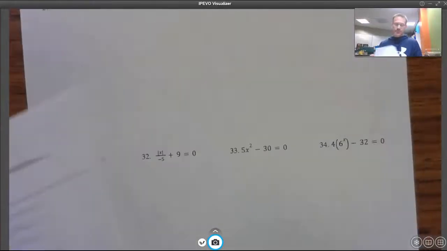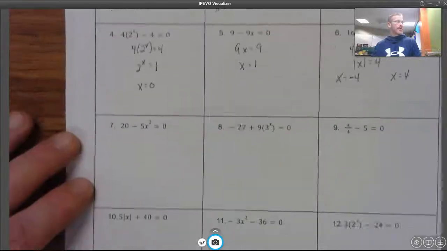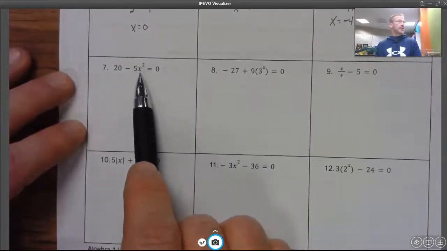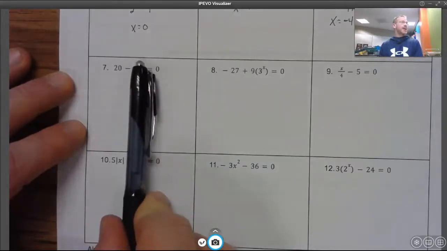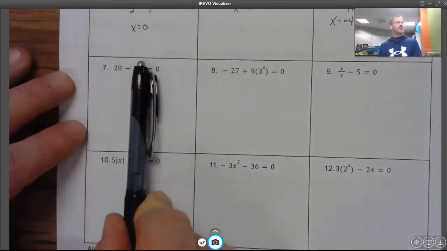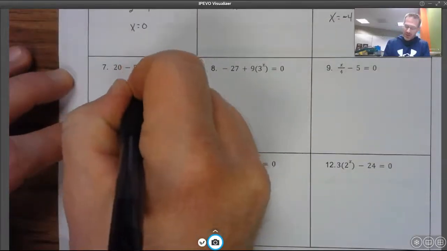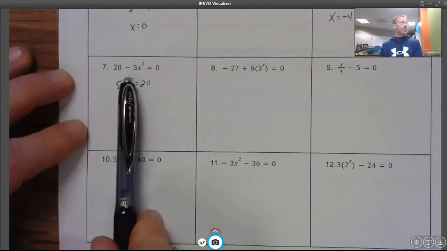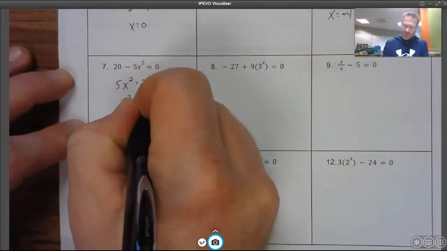All right. So just taking a peek at my problems here, making sure I cover everything. All right. So moving down to number 7. x squared. So I know this is quadratic. I'm expecting 2 solutions. 20 minus what is 0? 20 minus 20 is 0. So 5 times x squared has to be 20. Now it's a multiplication question. 5 times what is 20? 5 times 4 is 20. So x squared would equal 4.